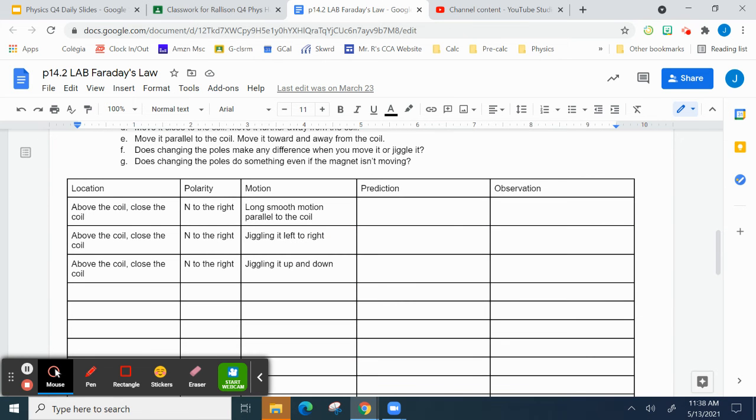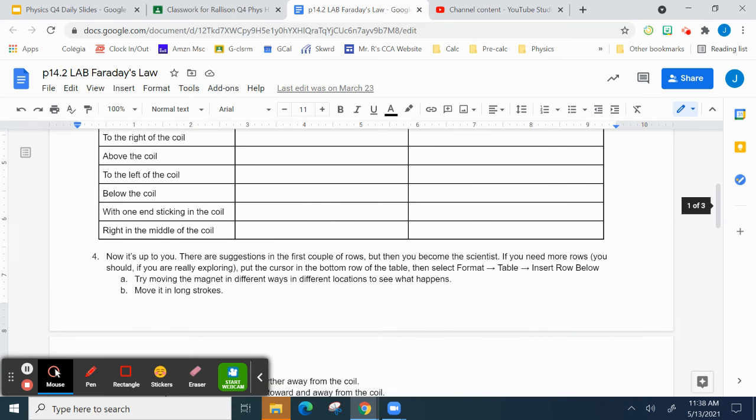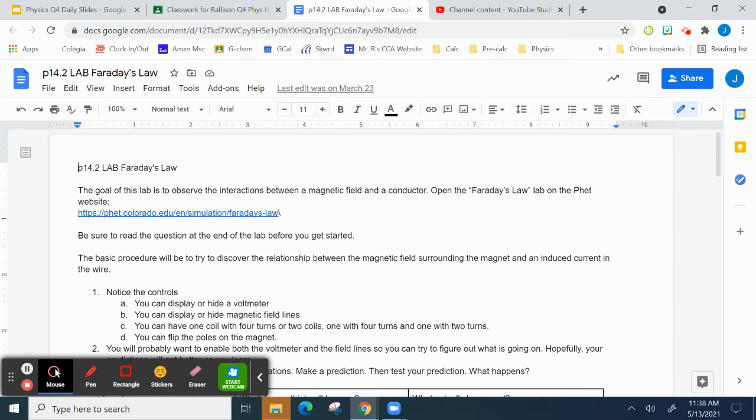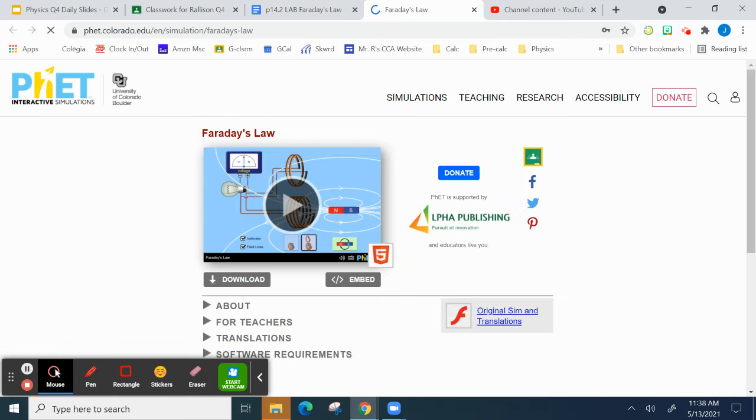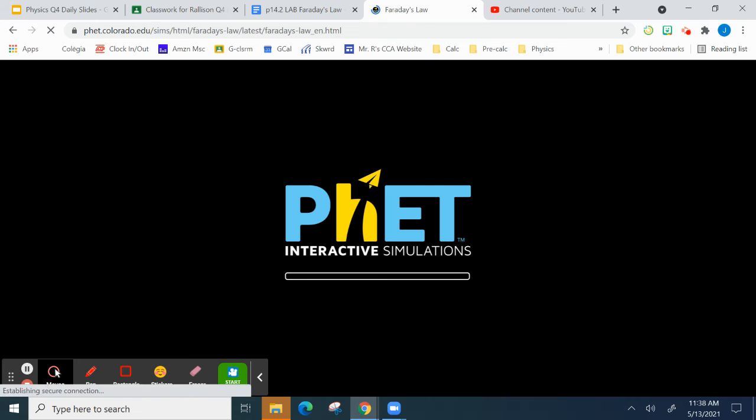Basically what you're supposed to do is just make up a bunch of different things. What happens if it's above the coil and close to the coil and I move it smoothly? What happens if I'm above the coil and close to the coil and I jiggle it? So you just have to do a few of those things. I'm going to show you just a little bit here, and we're probably only going to take like 5 minutes on this, okay?